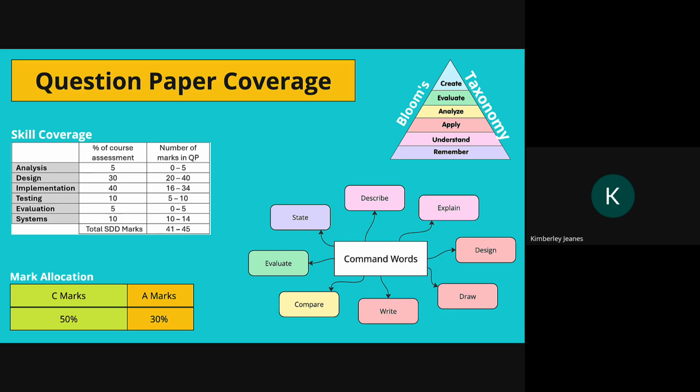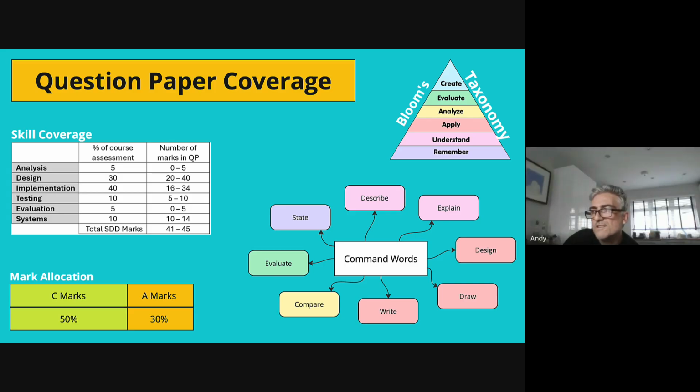Then we looked at some of the more common command words that come up in the computing science papers, and as a group discussed where they fall under the Bloom's categories. You can see here, for example, that the easier remembering questions are usually the C-type questions that start with things like state. And we've got more complex questions that would start with evaluate or compare.